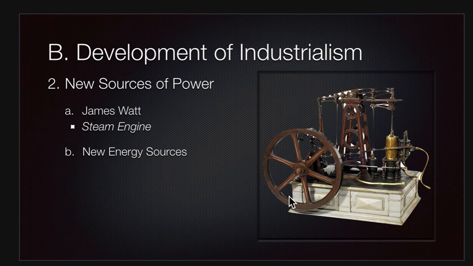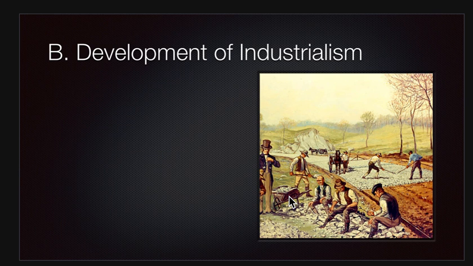We also have some new energy sources that come near the end of the 1800s. One of those new sources is electricity. And electricity is going to be developed and implemented into a lot of these factories and is going to replace steam power as well.